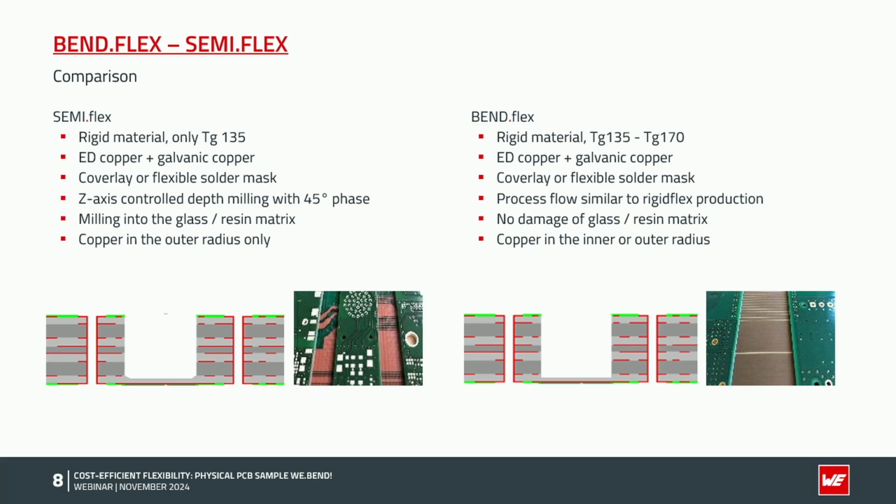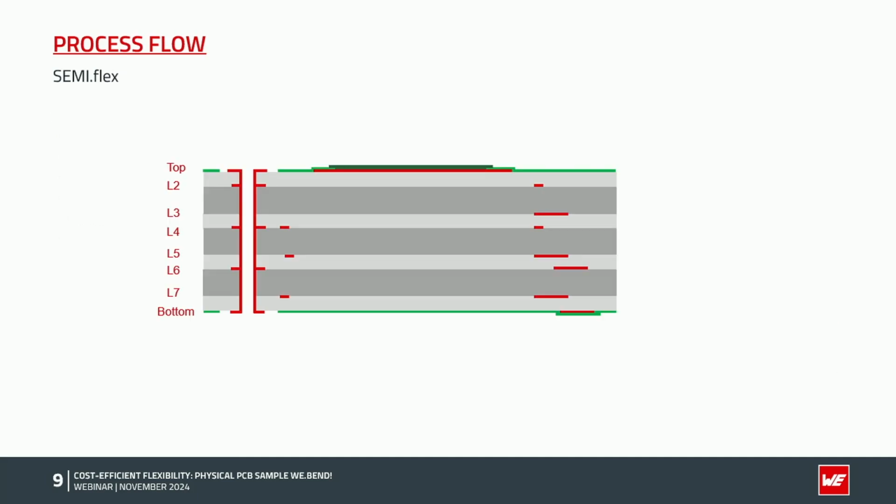As mentioned, bend flex will be produced in another way. We will see later how it will be produced. It's based on rigid flex production, and so the glass and the resin is not damaged. What makes it a bit smoother, we have a defined thickness in all areas of the bending area, and that makes it possible that the copper can be on the inner and on the outer radius. So let's have a look at the production process.